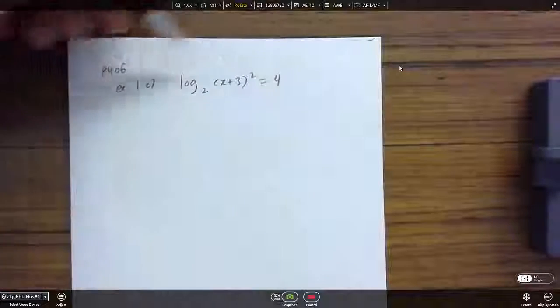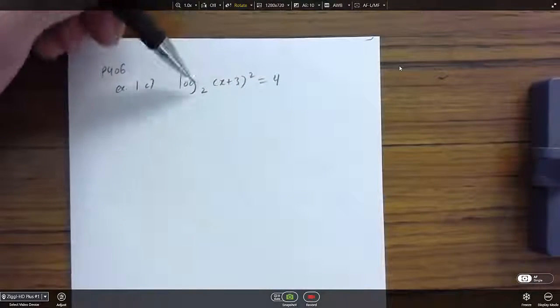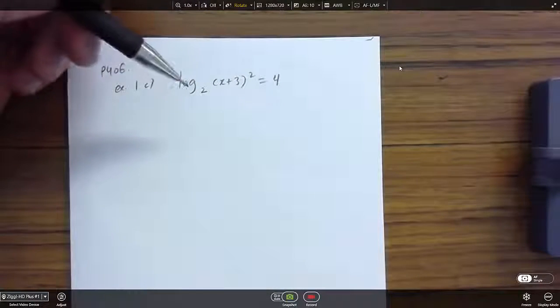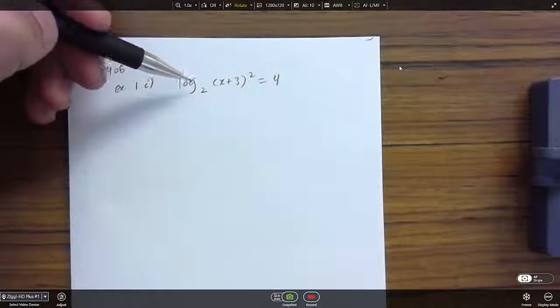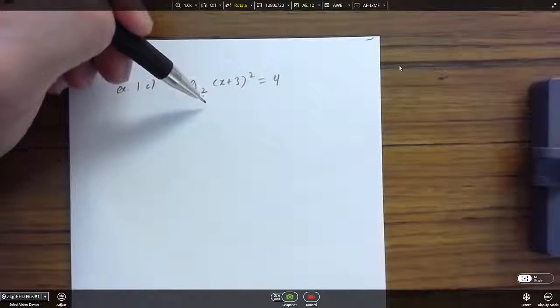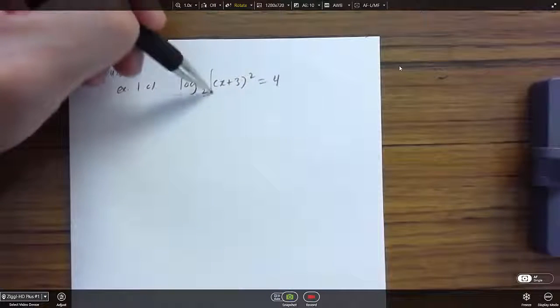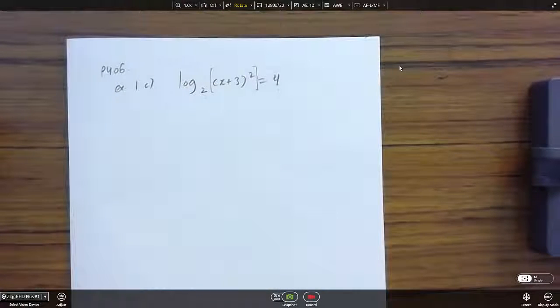Okay, we have this question here, page 406, example 1c, log 2. And this is tricky because we have this thing squared. What does that even mean? To attack this question, I recommend you just convert to exponential form right away. We have 2 to the exponent 4 is, and I'm going to put a little square bracket here, the answer. And if you do that, you're going to get it right.